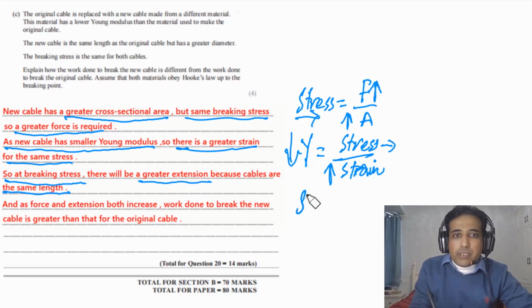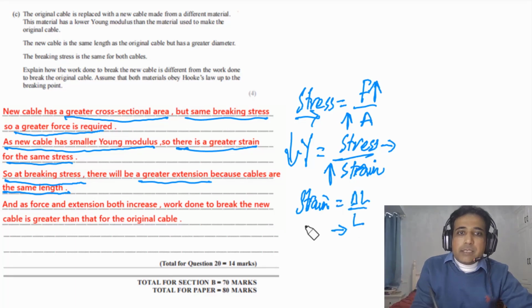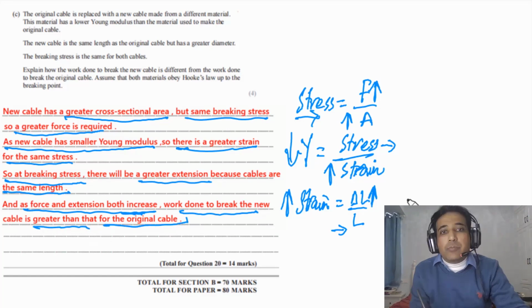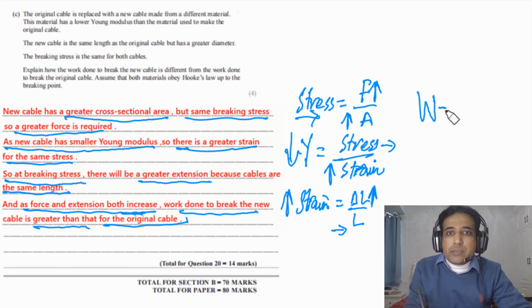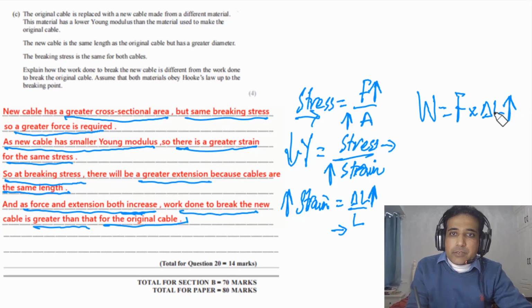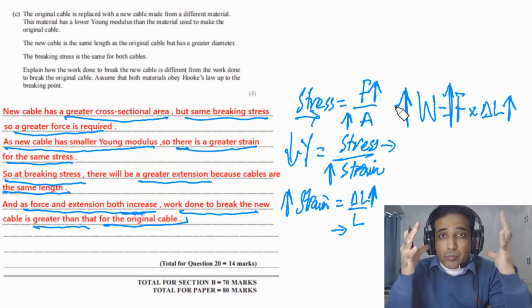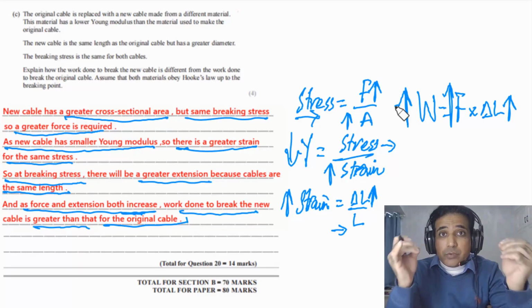Then we can also mention the strain. We have discussed these points. This is equal to delta L by L. If L is the same and strain is greater, it means delta L is greater. As force and extension both increase, the work done to break the new cable is greater than that for the original cable. So finally we can say work done is F times delta L. As delta L is greater for the new cable, and F is also greater, the work done is greater. So this is how we can answer it. I hope these questions make more sense to you and you have a better understanding of these concepts.